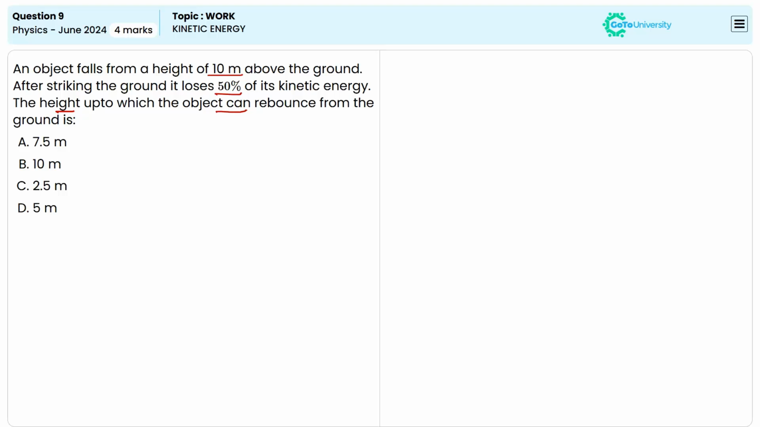So first, we can talk about the initial energy before impact. The object initially falls from a height of 10 meters. So we know that the initial potential energy can be written as mgh. When the object reaches the ground, all of its potential energy will be converted into kinetic energy. So here we can write the kinetic energy before impact will be equal to mgh.